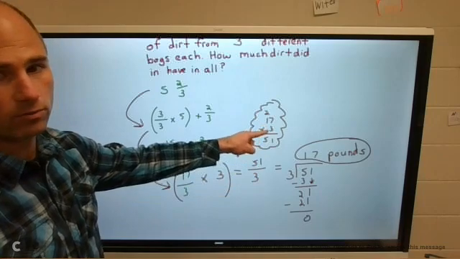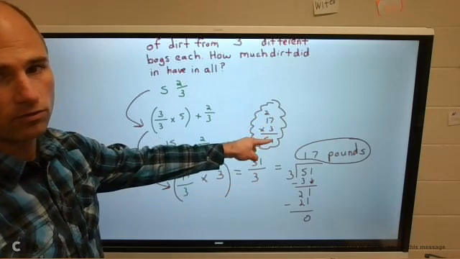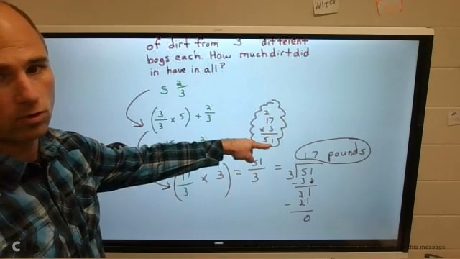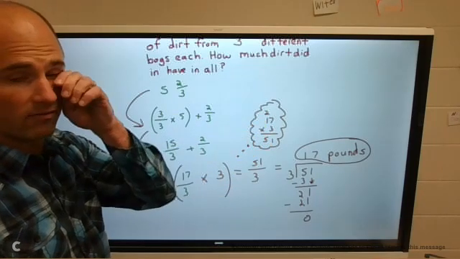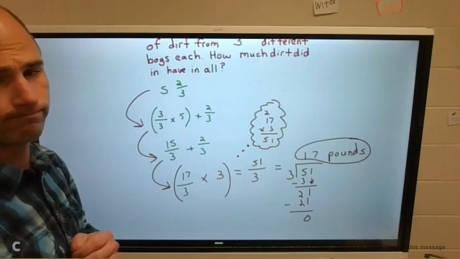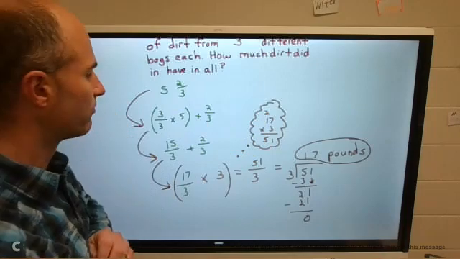How did you do that, Mr. Brisland? 17 times 3. 3 times 7 equals 21. 3 times 1 plus 2 equals 5. 51. 51/3. Something seems fishy here.